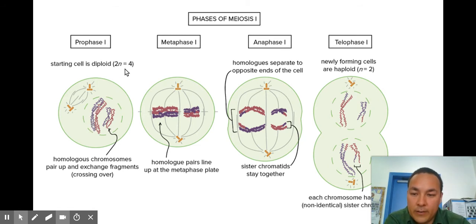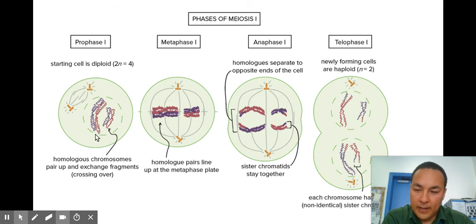This is 2n is equal to 4. So if we're doing meiosis, we want to make n is equal to 2. We want to cut that in half, right? So that we can keep doing the life cycle. Then it's going to find another n is equal to 2. They'll come together, and that'll be 2n is equal to 4.